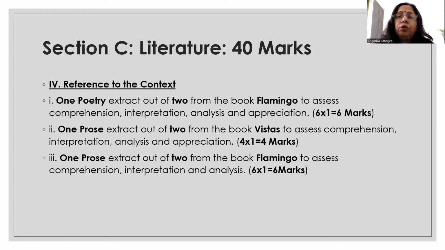This question number 4 will again comprise 3 parts. And this question will basically be of the type reference to the context or extract. The first part of this question number 4 will be 1 poetry extract out of 2 from the book Flamingo to assess comprehension, interpretation, analysis, and appreciation. So 2 poetry extracts will be given. Children will have to do only 1 out of that. And these 2 poems will be taken from the Flamingo book.